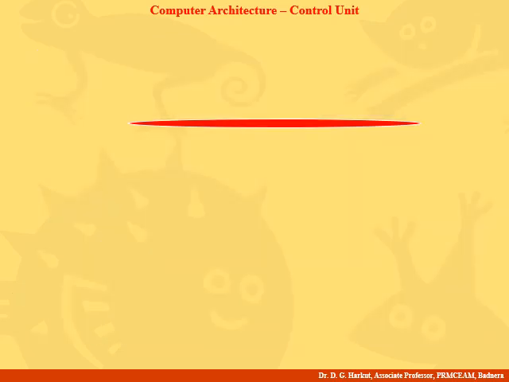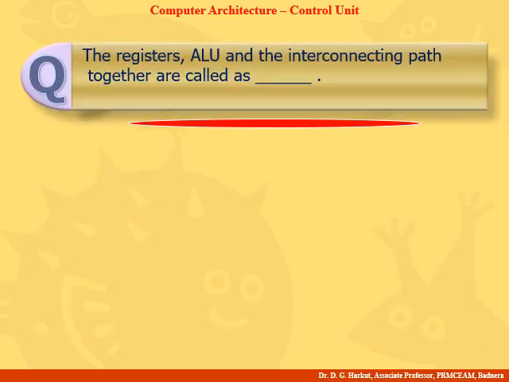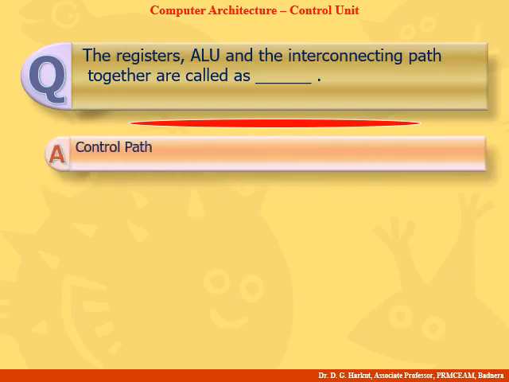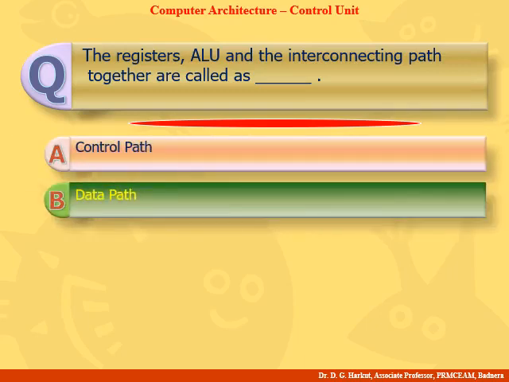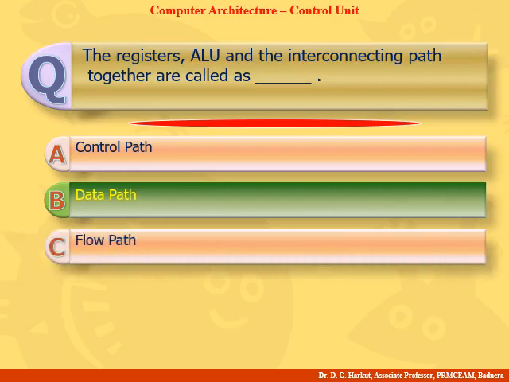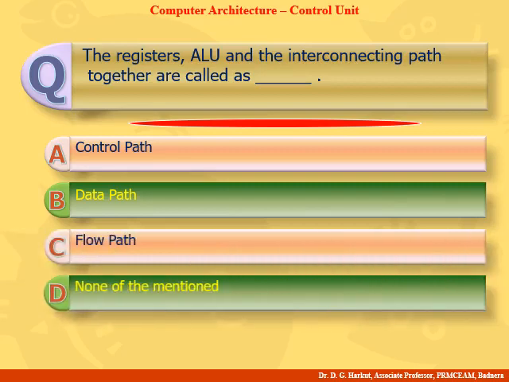The last question of the quiz: register, ALU, and the interconnecting path together are called as, options are control path, data path, flow path, none of the mentioned. The right answer would be data path. Usually used to call it as a data path.